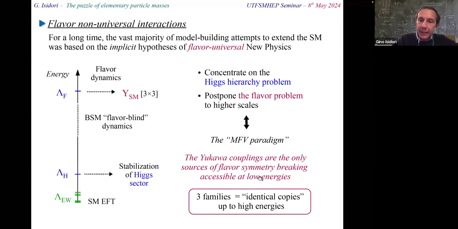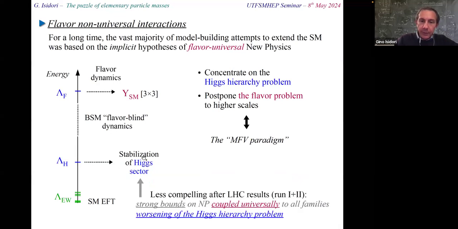The underlying idea here is that the 3 families are identical copies up to high energy. So basically, this structure with 3 generations remains the same, and also the gauge structure is the same up to high energies. We basically only stabilize the Higgs. I think this was a very good idea before the start of the LHC, because it could lower the new physics scale here. However, now this has become less interesting because we don't see new physics coupled universally at the LHC.